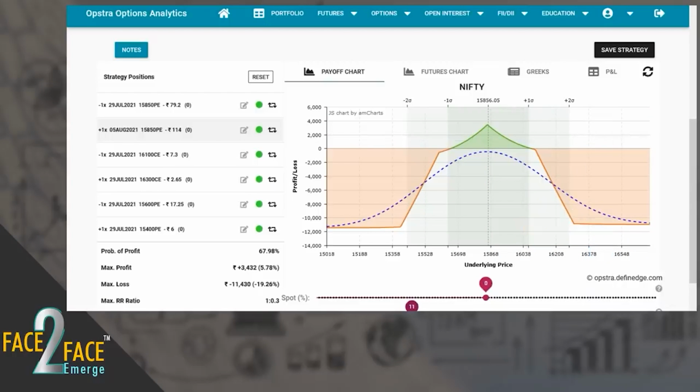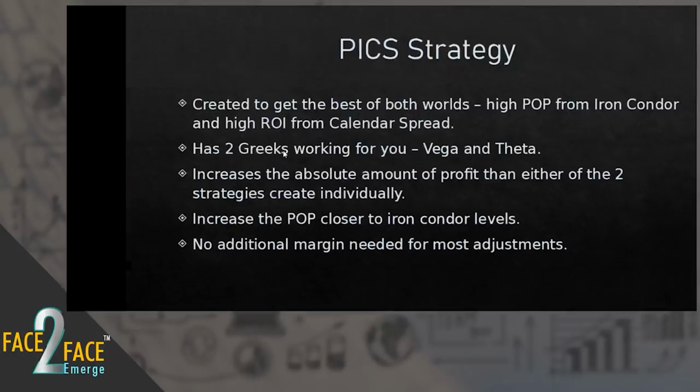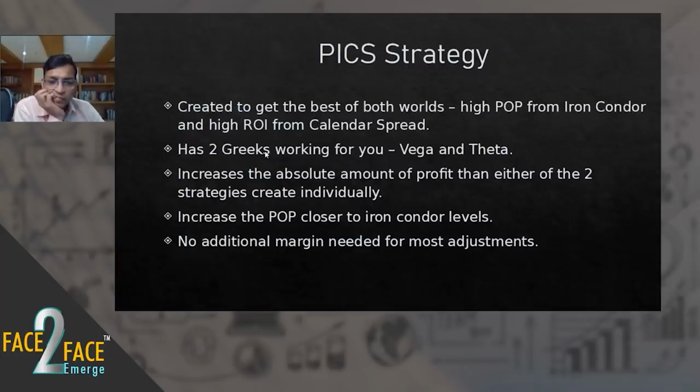So you normally have 2 Greeks working for you, and that is what I've covered here in this slide, where we've taken the high profit probability from the iron condor, and we've taken the high return on investment from the calendar spread. We've combined those two, and we've created the strategy. The other advantage from a technical standpoint is that you have 2 Greeks working for you. Normally, option sellers benefit only from theta, and all the other Greeks normally work against them. But in this particular case, Vega is also going to work in your favor. Theta is also going to work in your favor. So that is the other advantage of the strategy.